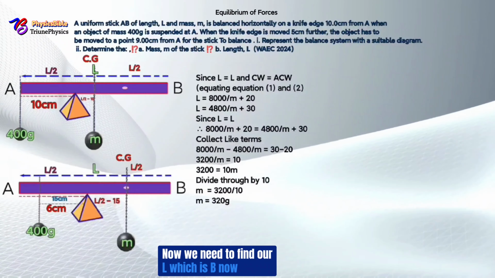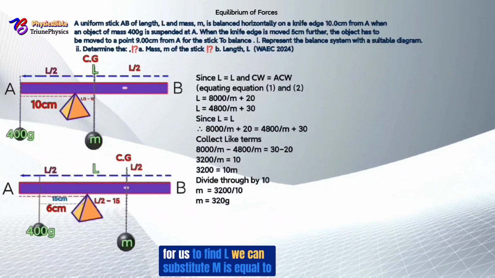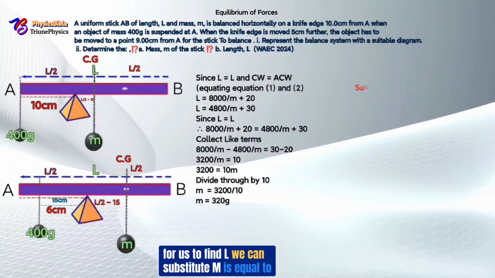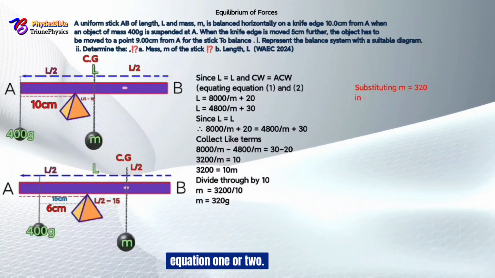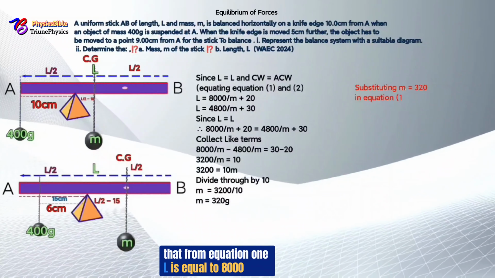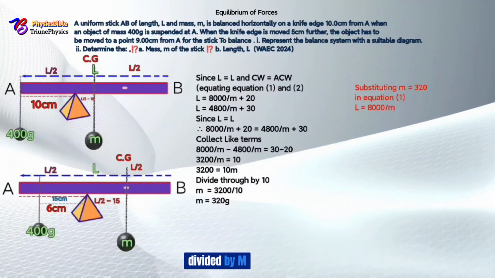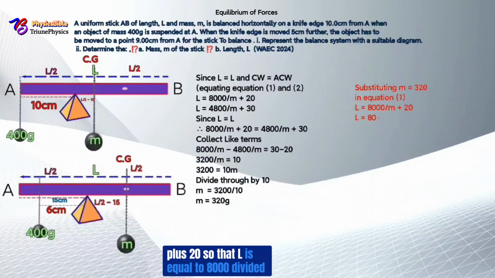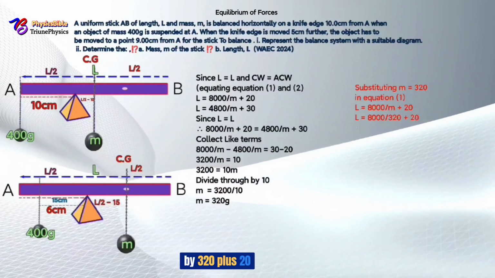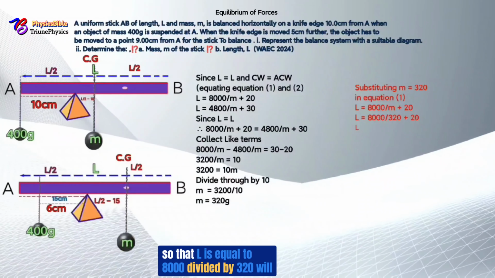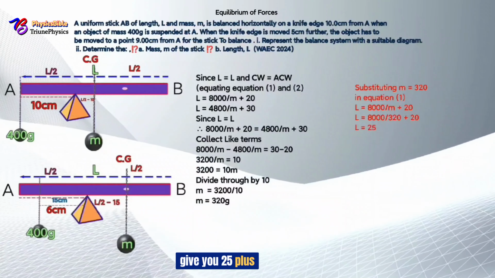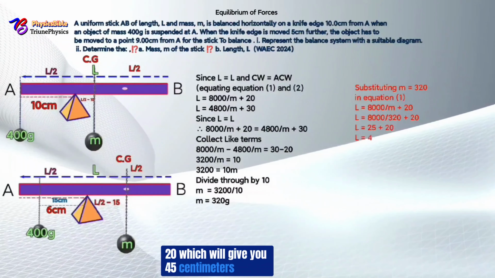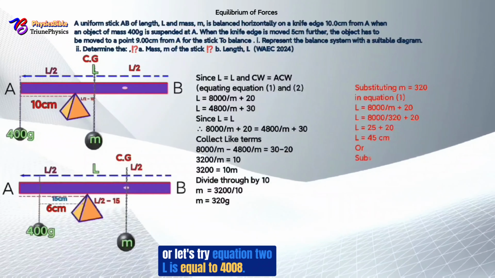Now we need to find our L, which is B. For us to find L, we can substitute m is equal to 320 in either equation 1 or 2. We are going to verify that. From equation 1, L is equal to 8,000 divided by m plus 20. So that L is equal to 8,000 divided by 320 plus 20. So that L is equal to 8,000 divided by 320, which will give you 25, plus 20, which will give you 45 centimeters.